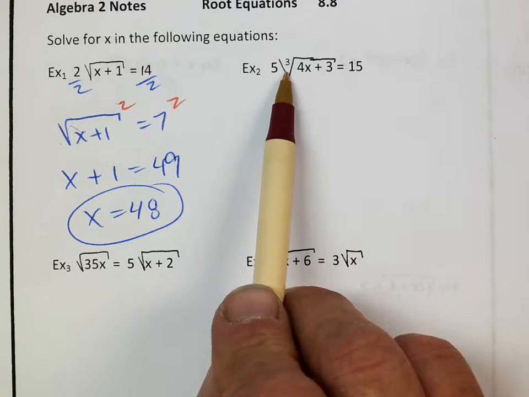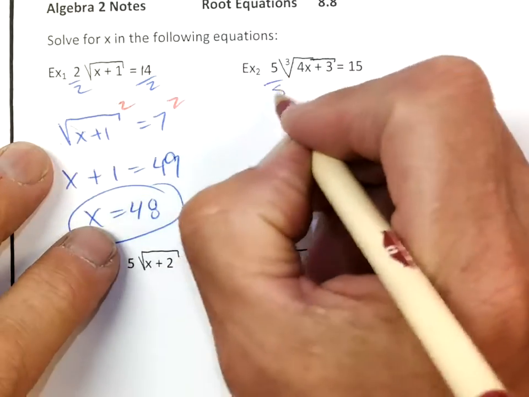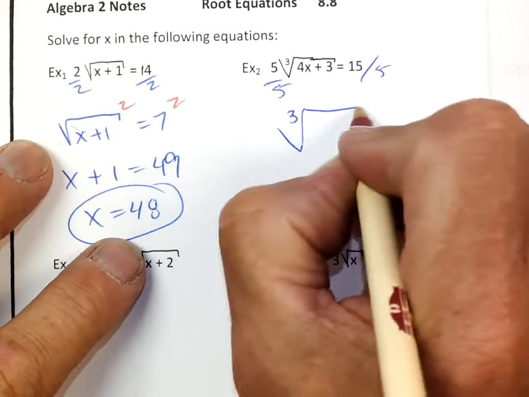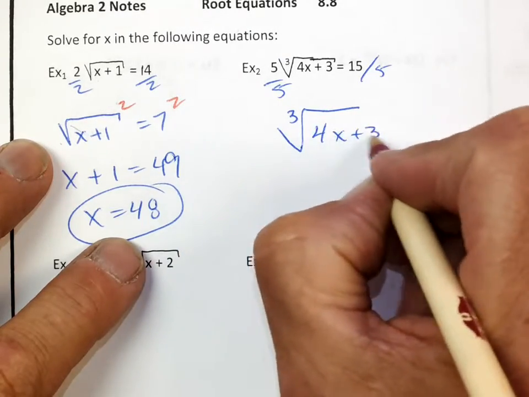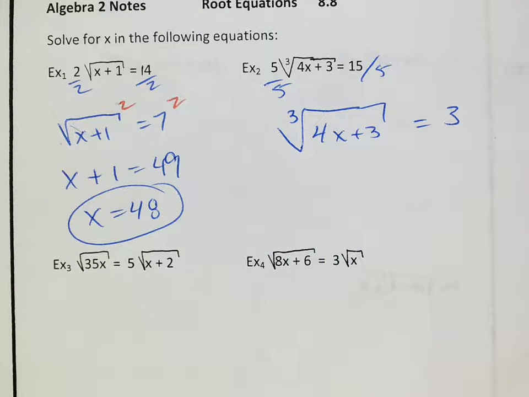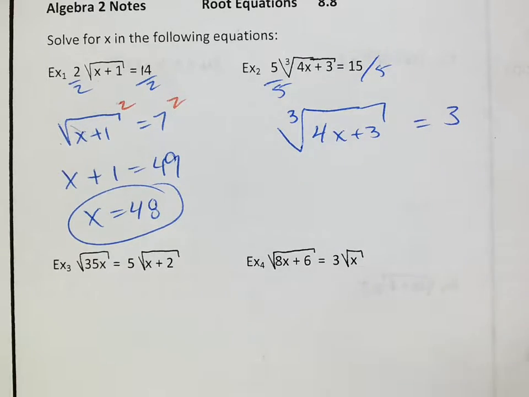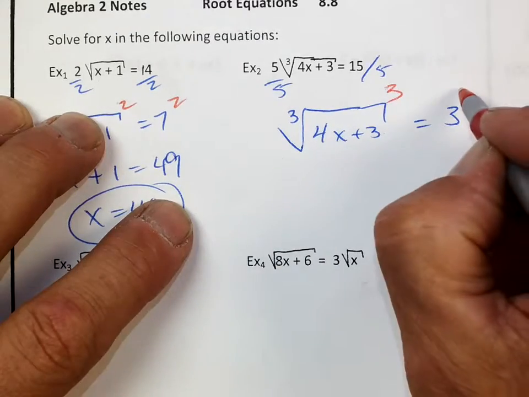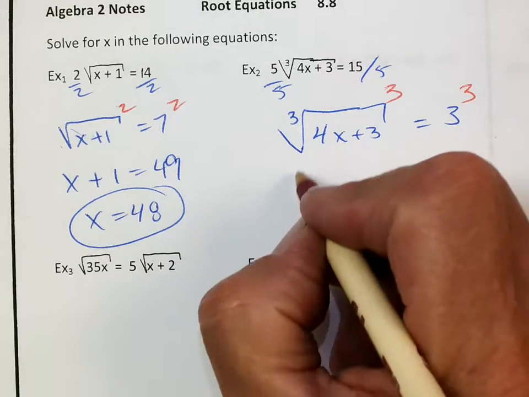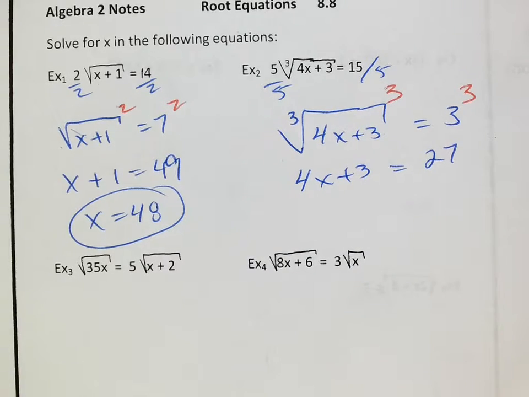All right, number 2, same type of problem, except the only difference is it will cube it. Does that make sense? Divide by 5, right? I'll have the cube root of 4x plus 3 equals 3, right? And to undo a cube root, we just cube it. Does that make sense? So we cube it, and we cube it. The cube root disappears, with the 4x plus 3 equals 27, not 9, 27, because 3 times 3 times 3.